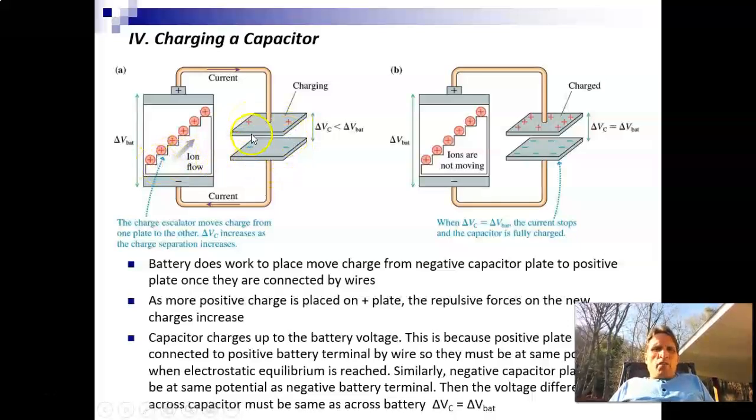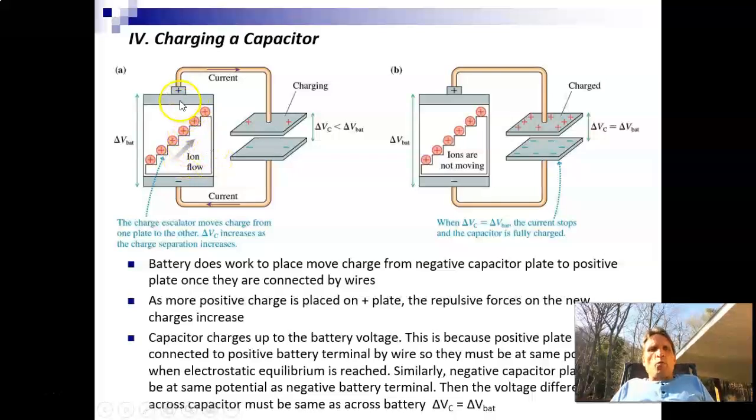Now what happens is, remember, you get an electric field pointing from plus to minus, and that starts to repel these ions that want to keep moving over. It takes more and more work as you pile more and more charge on. Each successive positive charge takes more work to move over to the positive plate. Once you finally charge this thing up, it charges up until the potential difference is the battery voltage.